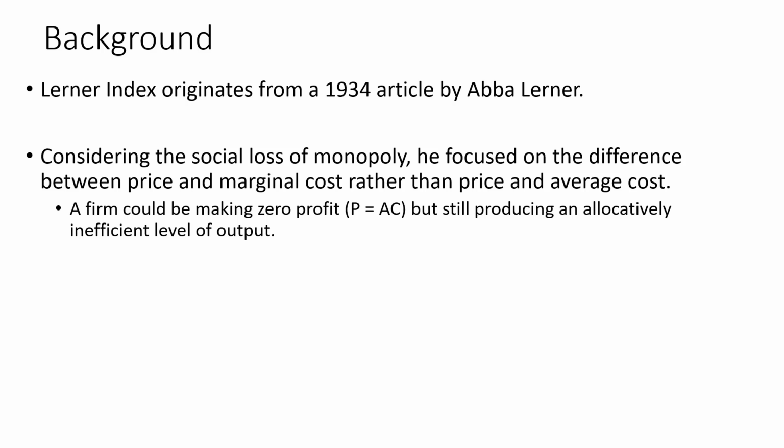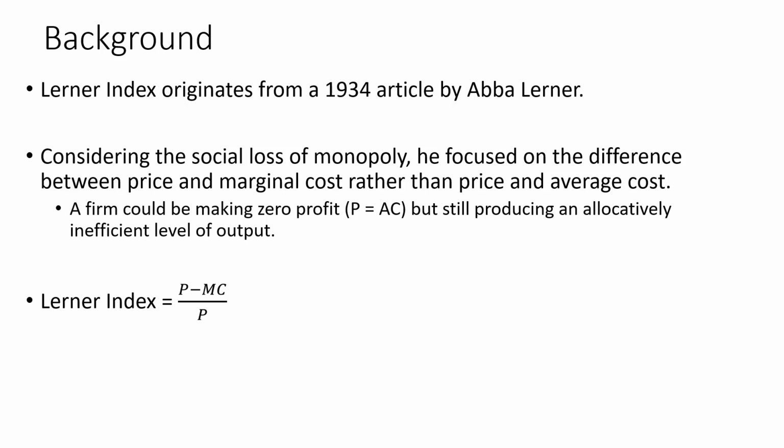Considering the social loss of monopoly, he focused on the difference between price and marginal cost rather than price and average cost. A firm could be making zero economic profit, price equals average cost, but still producing an allocatively inefficient level of output, where the efficient level of output is defined where price equals marginal cost.